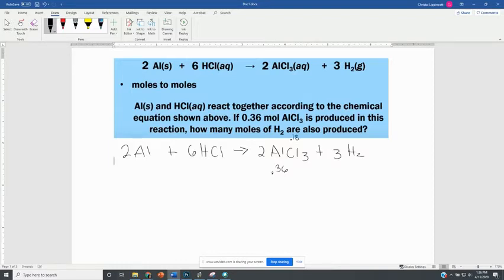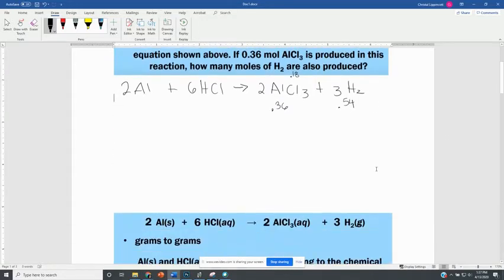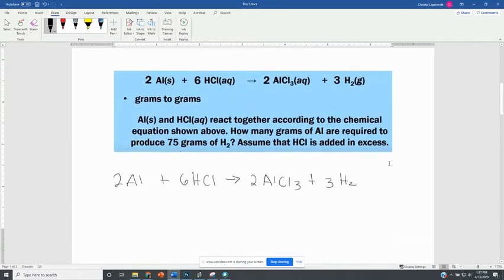And then when we come down and go back into the table, we multiply. So I need to take 0.18, multiply by 3, and I get 0.54. So 0.54 moles of H2 would be produced. And he does that with dimensional analysis, but I think it's much faster with these BCA tables.